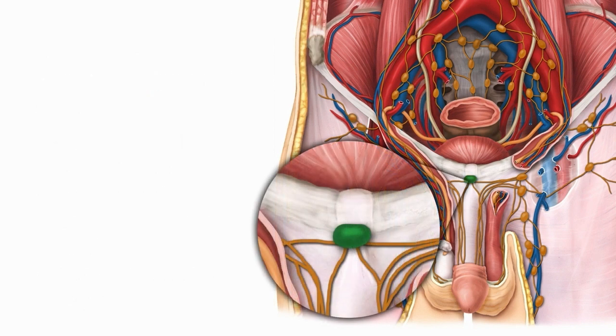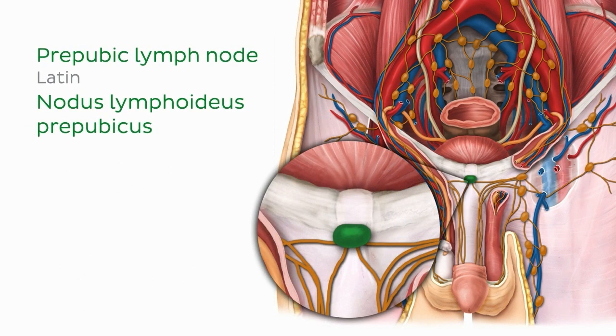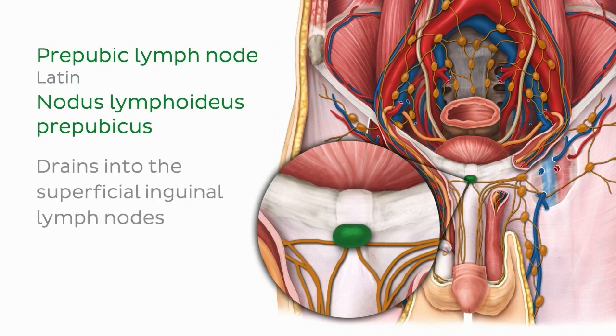This single lymph node is called the prepubic lymph node. It sits anterior to the superior aspect of the pubic symphysis and drains into the superficial inguinal lymph nodes that we just described.